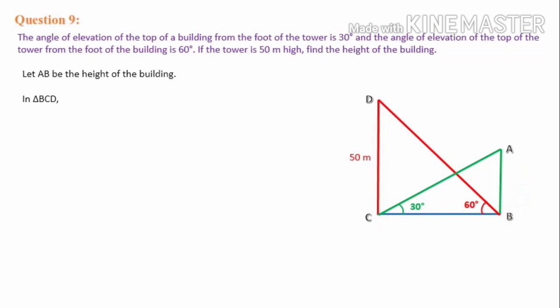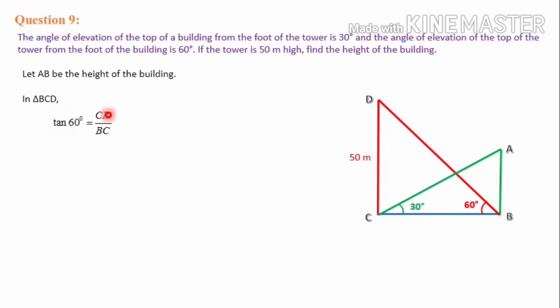I am not taking ABC because when you consider ABC, both sides AB and BC are unknown. So the calculation will be a little bit lengthier. That's why I am taking the bigger triangle BCD first, because one side and one angle are available. Even if you take ABC, you will get the answer, but the calculation will be a little bit longer. So I am going with the bigger one.